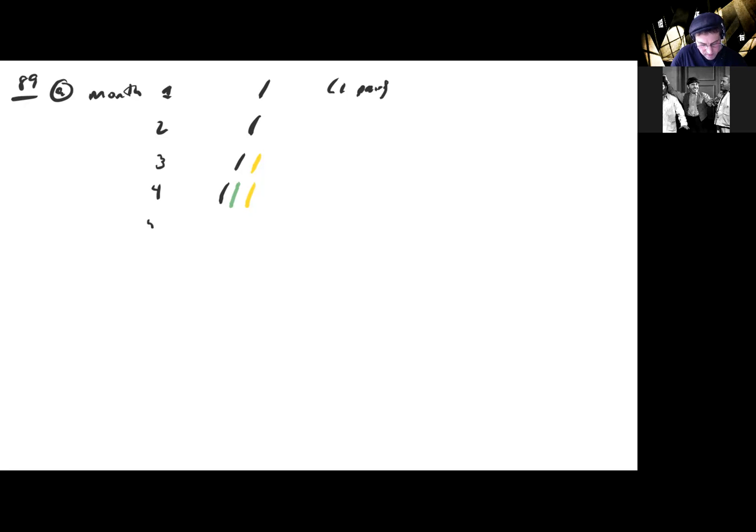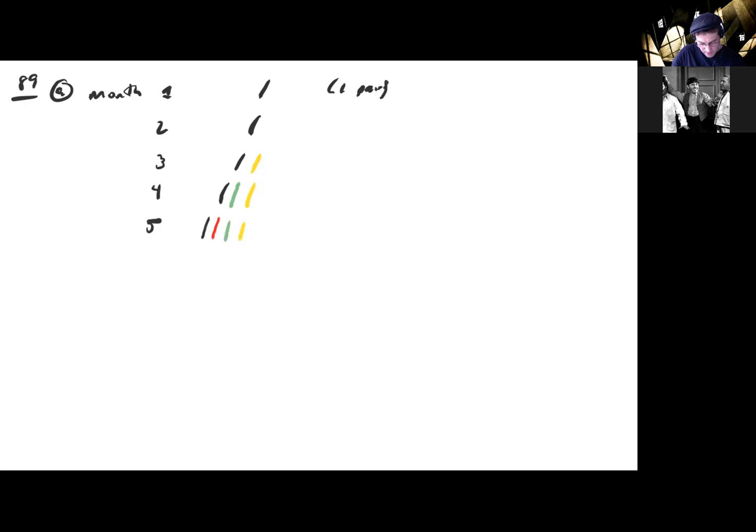in the 5th month, what happens? My black one will reproduce. So my black one exists. He's going to live forever, my black pair. And there's a new one. And then the green one cannot reproduce yet, but the yellow one is now allowed to reproduce because its 2 months have passed. So I'm going to get a yellow, and oops, that should not be green. That should be yellow.